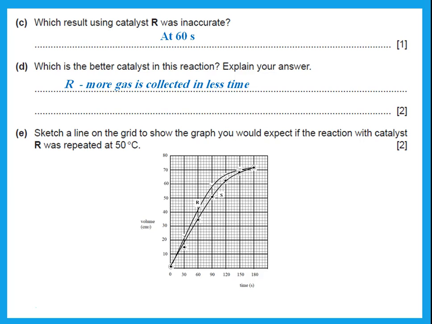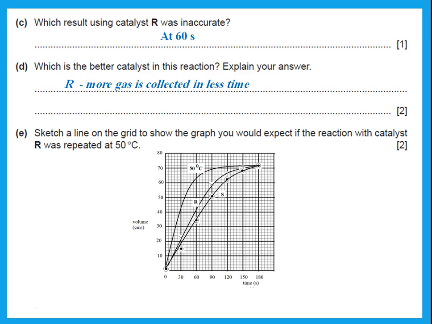Now you're going to ask yourself, changing from 20 to 50, is the experiment going to be faster or slower? Faster. Faster means that the graph will be steeper. So you want to draw a graph that is steeper, that means going up faster, but since we are not changing the amounts, then it will have to end at the same volume that the other experiments ended. So this is what the graph should look like.